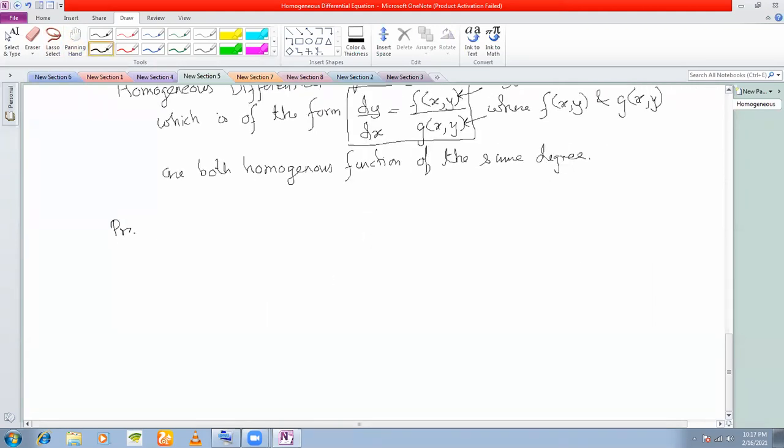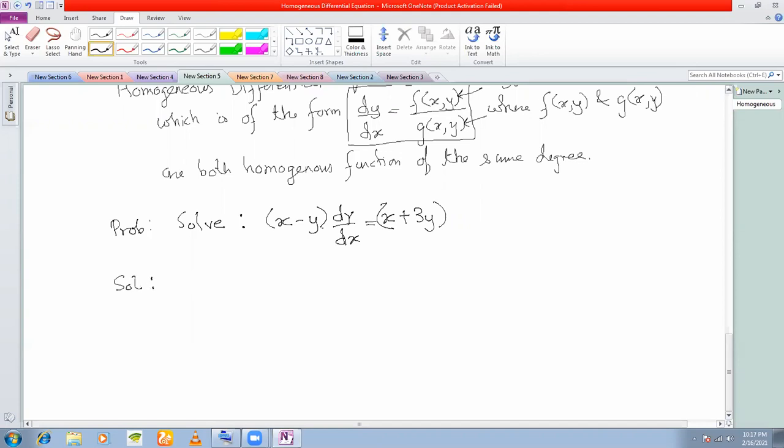Problem: solve. Now they will not specify whether this is a homogeneous or variable separable differential equation. You will have to figure out which technique to use. So I will tell you a technique of determining whether it is variable separable or whether it is a homogeneous differential equation.